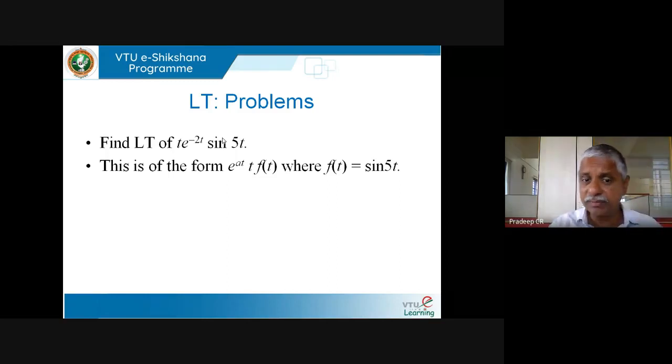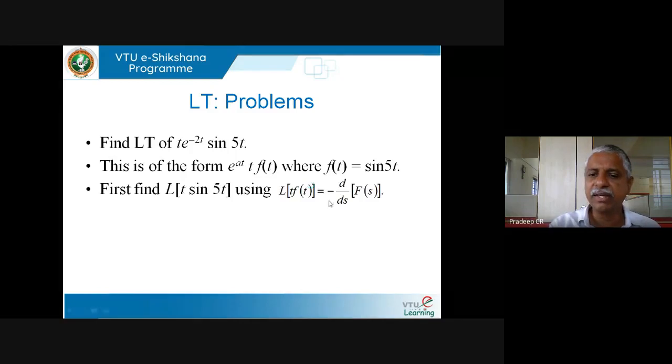So use your brain. Since e power minus at into ft is easiest, where you replace s by s minus a, you keep that for the end. So first you do Laplace of t sine 5t. That I know how to do. You have to find Laplace of sine 5t, differentiate that and change the sign.